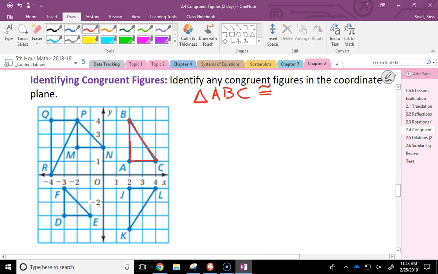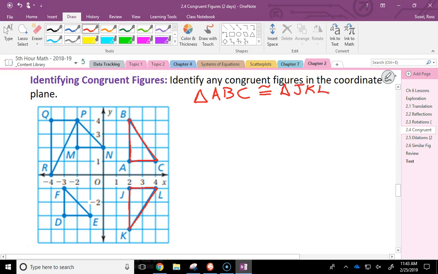It is going to be congruent to which triangle? JLK. You guys did good identifying the triangle, but we want to name it correctly. Because remember, we want to match the points up. So if this was point A, that would match up with J. B matched up with K.